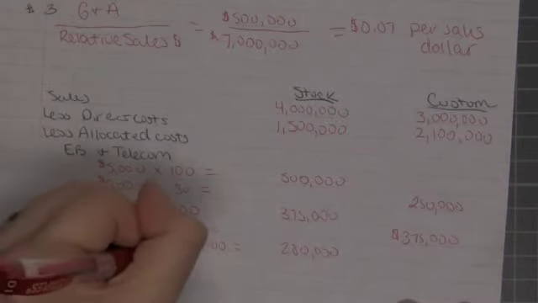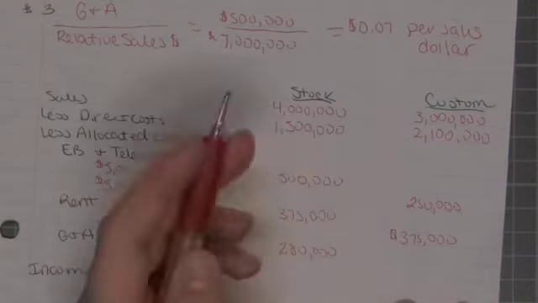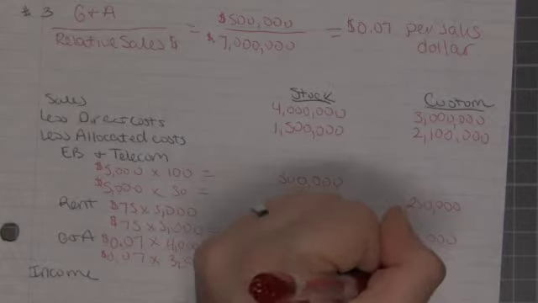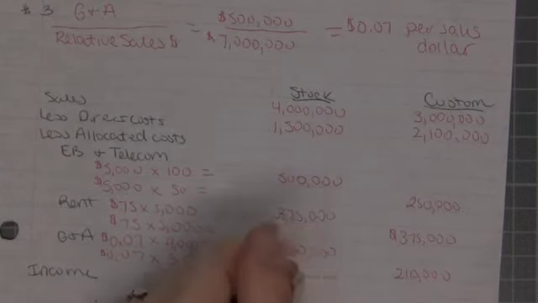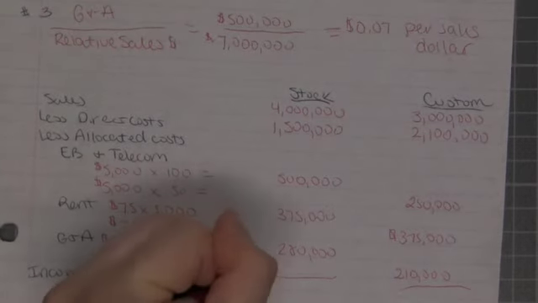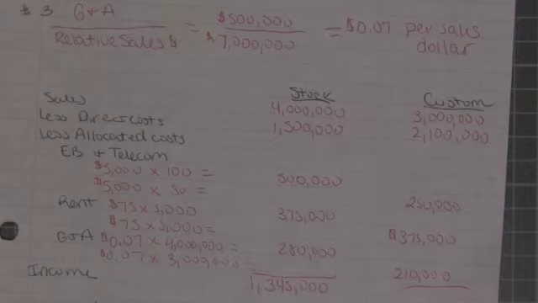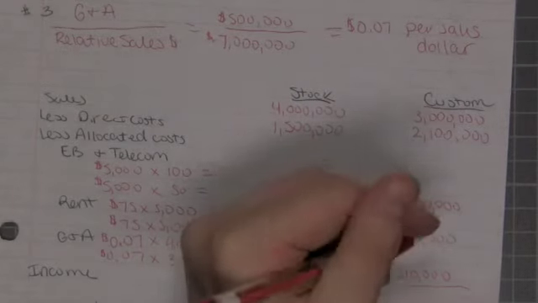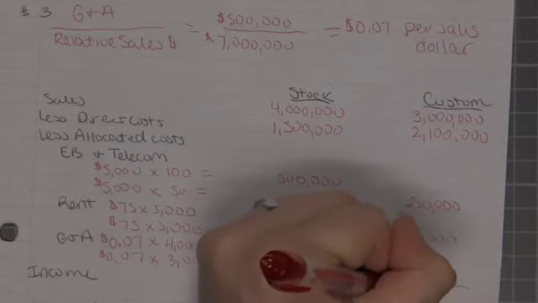And custom had 3 million in sales. I see that from our sales information. And they get 210,000 of our general administrative costs. So you can check the calculator with the calculators at home, but tallying it up, stock has an income of 1,345,000, and custom has an income of 65,000.